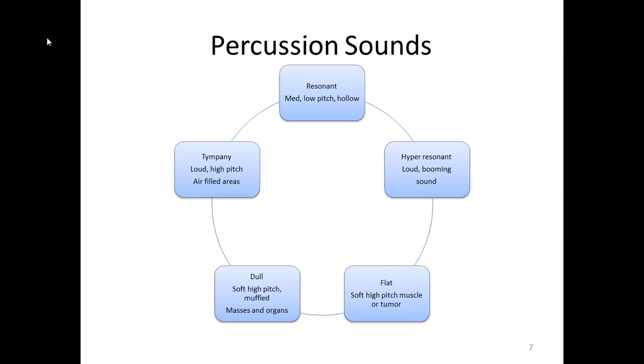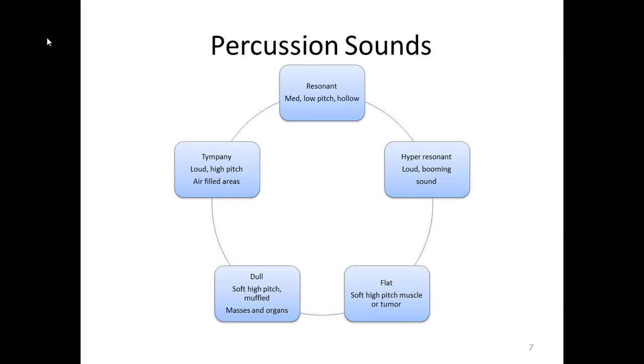It's a loud booming sound, and it's fairly easy to hear. Plus the air that's around the lung is abnormal, and it's taking up a large amount of space. Then we have a flat sound, which is a soft, high-pitched sound, and we hear that over muscle or tumor, which we actually don't hear very often. If you try and percuss your thigh, that's what you will hear, because you're percussing right on that muscle.